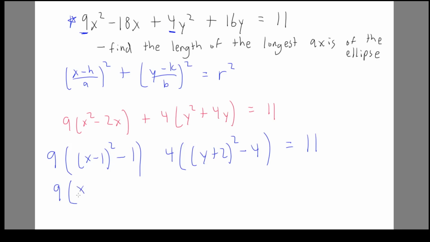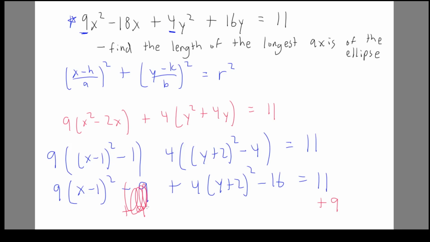We have 9 times (x minus 1) squared minus 9 plus 4 times (y plus 2) squared minus 16, and all that is equal to 11. So now, in order to get rid of this negative 9 and negative 16, we can add 9 to both sides, and then these would cancel out. And we can also add 16 to both sides, and then those would cancel out. So we added 16 to both sides and added 9 to both sides.